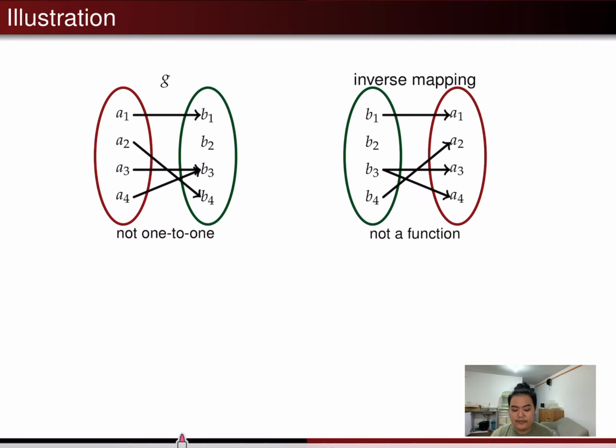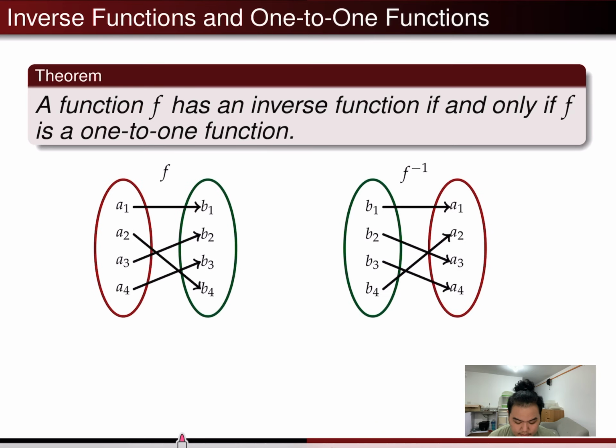While if you have a function which is not one-to-one, the inverse mapping is not a function pag pinabalik mo yung map. Hindi siya function because as you can see in here, this particular element is mapped to two values, A3 and A4. Okay? So ngayon, masasagot na yung tanong natin, kailan mayroong inverse ng isang function.